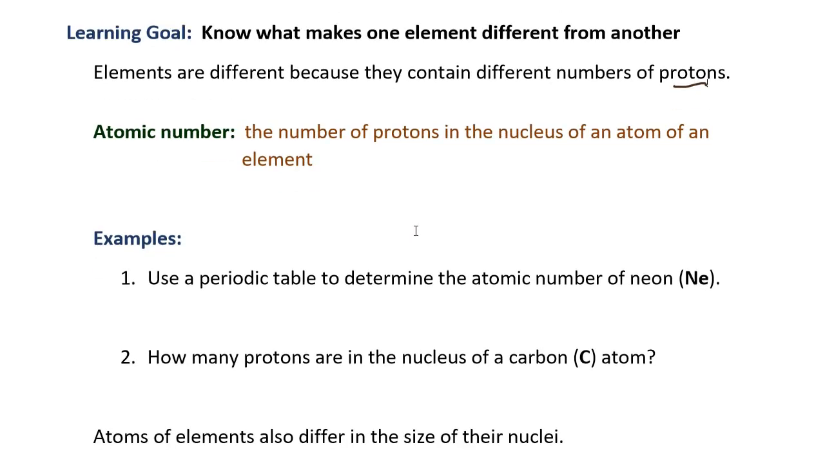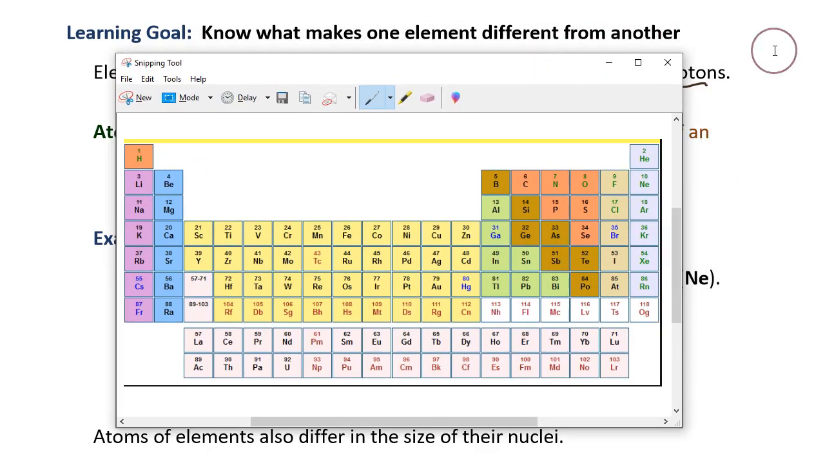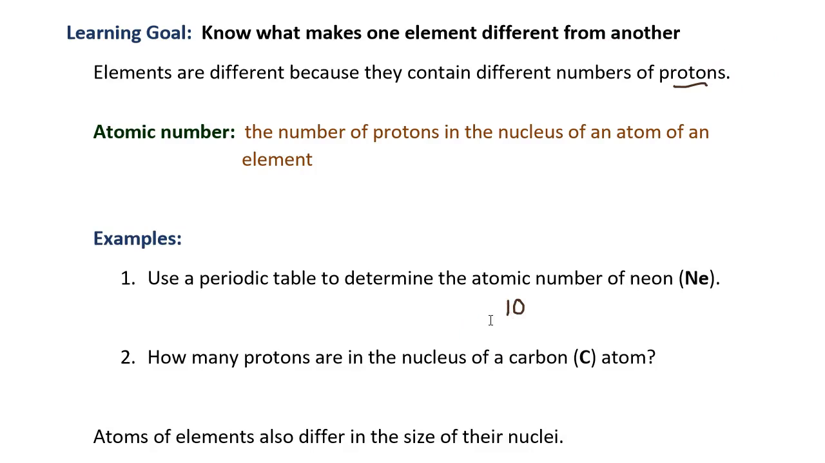Use a periodic table to determine the atomic number of neon, which is Ne on the periodic table. Well, if we pull a periodic table onto the screen and locate the element neon, which is over here on the right side, you'll notice the number 10 in that box. That is the atomic number of neon. That means that one atom of neon has 10 protons in its nucleus.